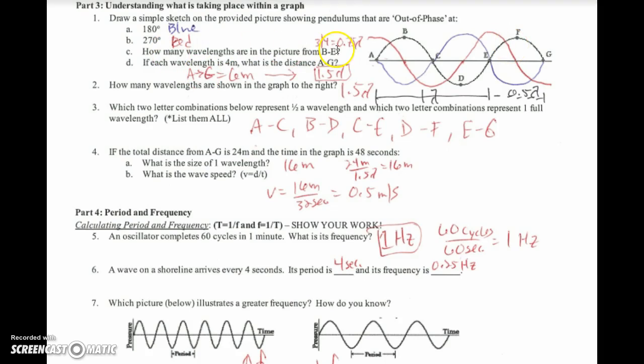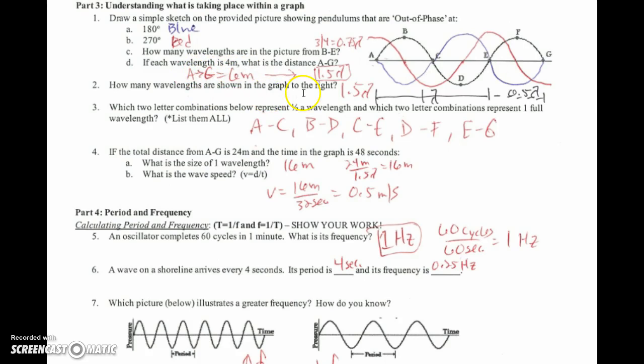So how many wavelengths are in the picture? Well, if you look here, it should be 1.5. There's 1, and there's the half, 1.5. So if each wavelength is 4 meters, what is the distance of A to G? Well, you know that one wavelength from A to E is one wavelength of 4 meters. The E to G is a half wavelength. That's going to be 2 meters. So 4 plus 2 tells me it must be a total of 6 meters from A to G.